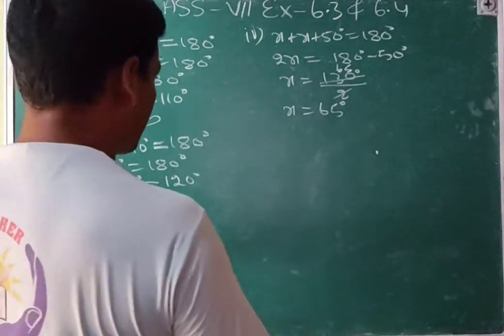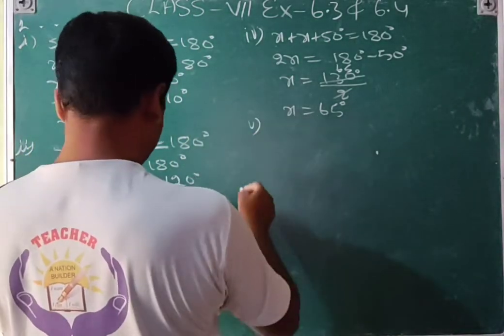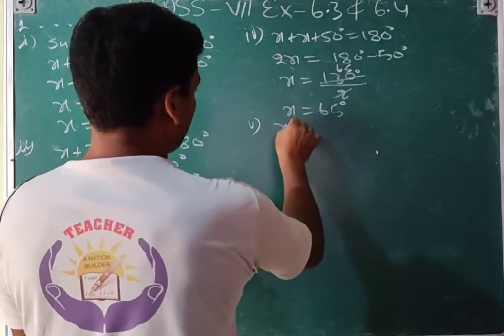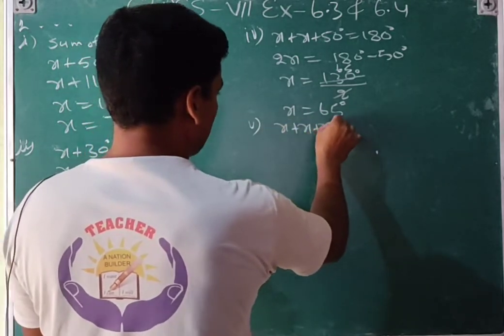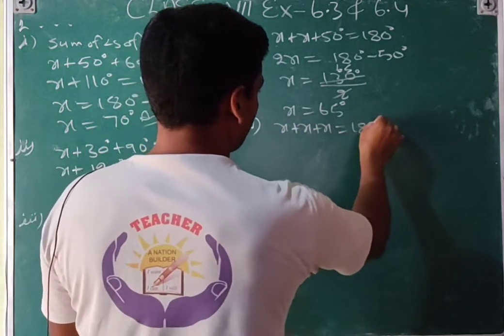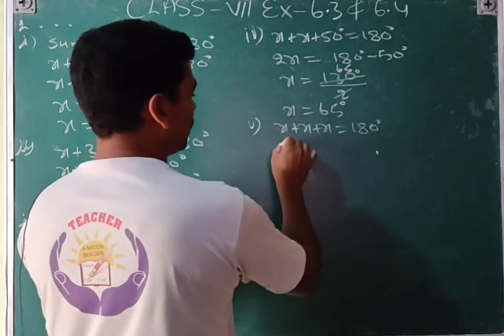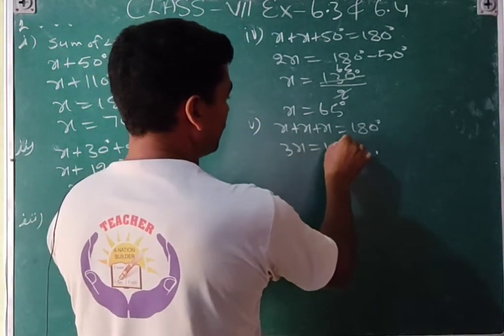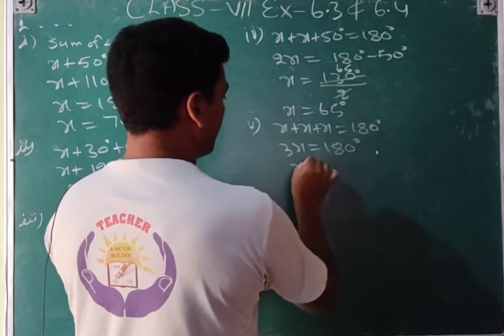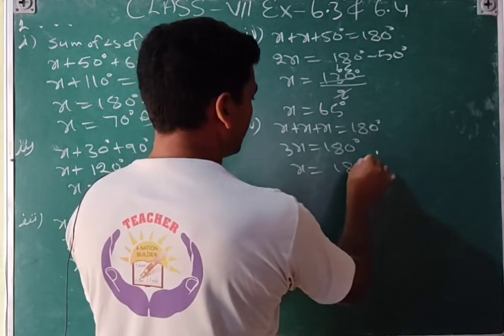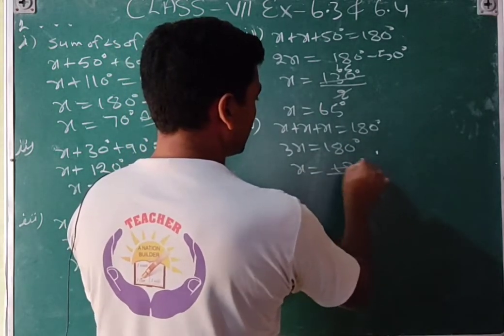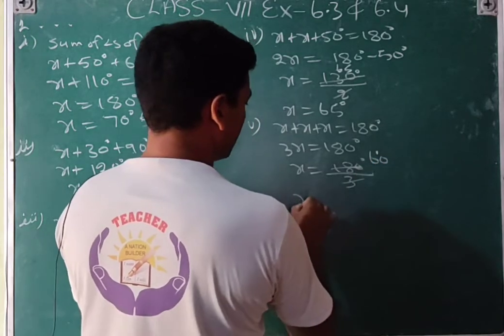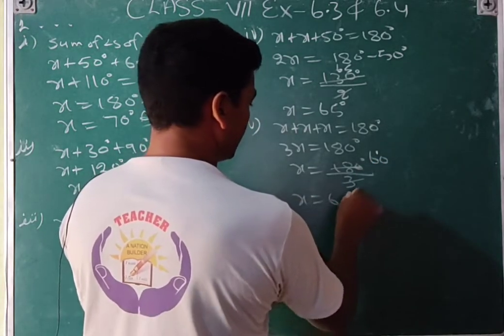And then the fifth part also: x plus x plus x is equal to 180 degrees. So 3 times x is here, so 3x is equal to 180 degrees. So x is equal to 180 degrees upon 3, 3 sixes are 18, that is 60 degrees.